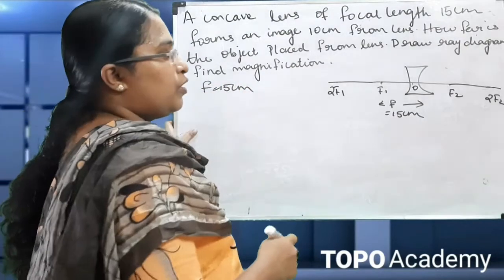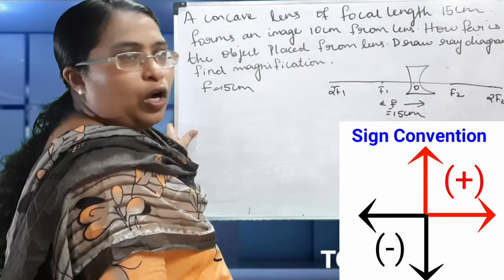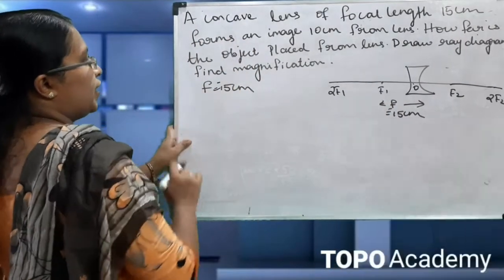So what is the sign for the focal length? It is negative because it is on the left side of the optic center. So the focal length is negative.